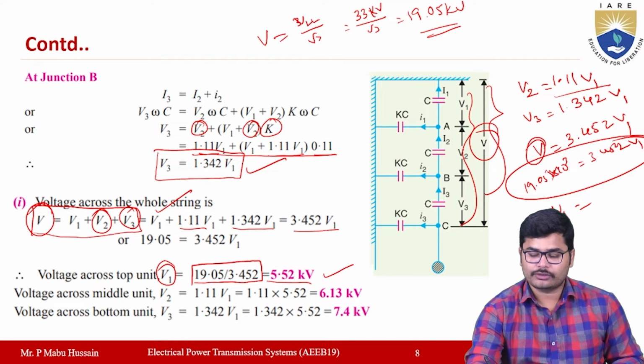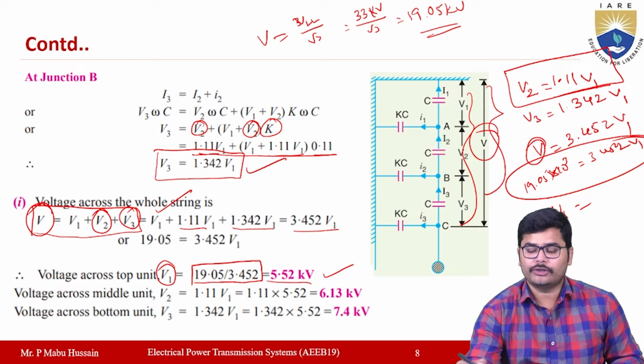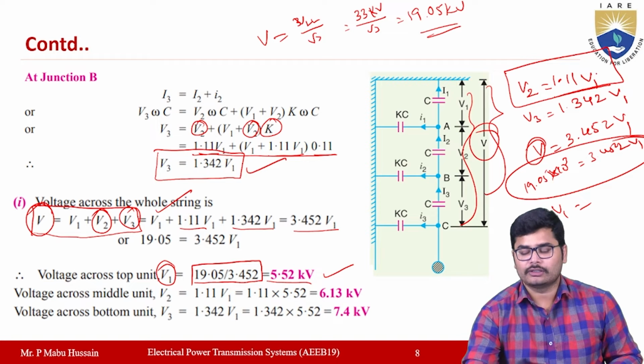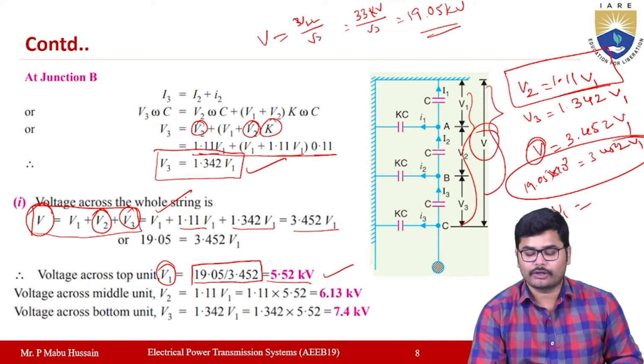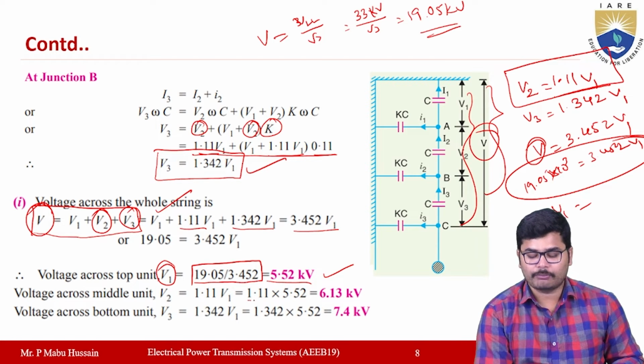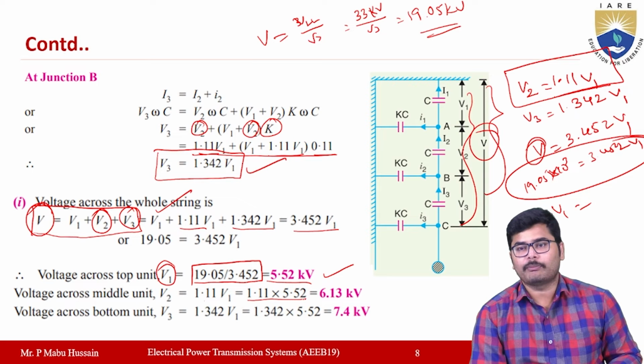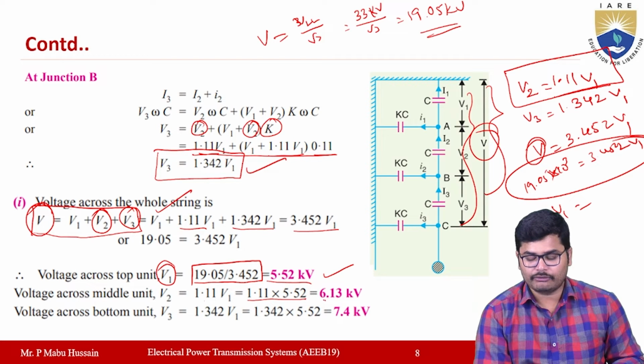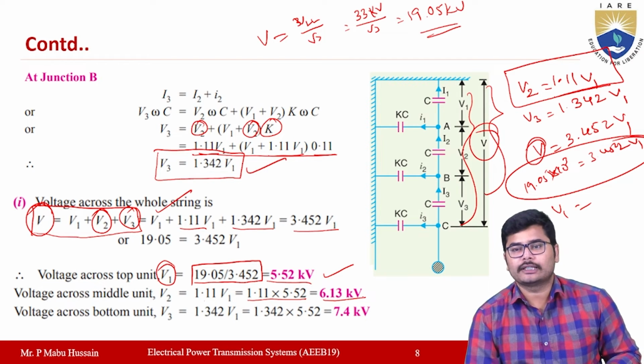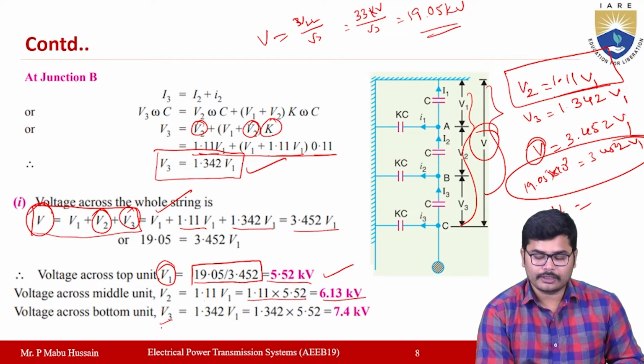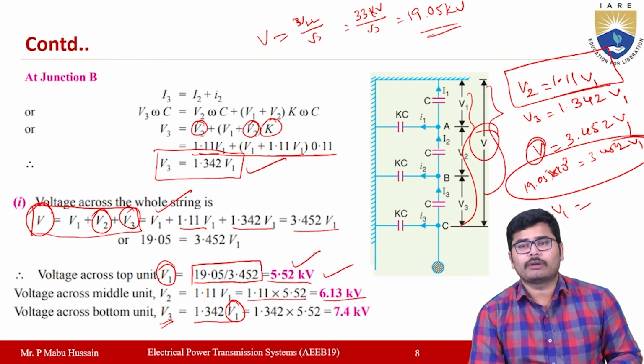Similarly, using the equation V2 equal to 1.11 V1, and the value of V1 here is 5.52, if you substitute, 1.11 into 5.52, the value of V2 will be equal to 6.13 kilovolts. Similarly, V3 is equal to 1.342 V1. Again, the V1 value here is 5.52.